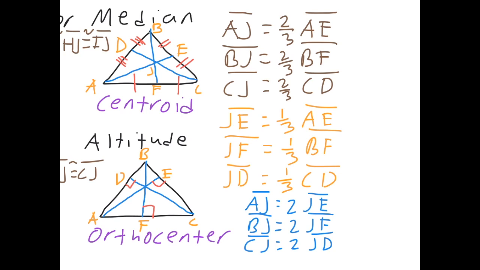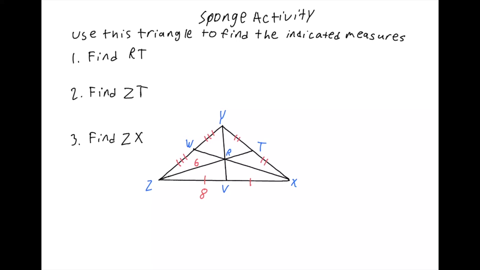Make sure you have all these rules written down. They will be very helpful in the future. Alright, now time for the sponge. So in this sponge activity, I want you to use this triangle to find the indicated measures. So for number 1, find RT. For number 2, find ZT. For number 3, find ZX. I want you to find what's their measurement. So I give you that ZR is 6 and ZV is 8. Those are the only things you'll need to find these 3 measurements here.